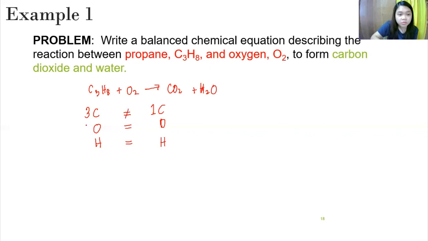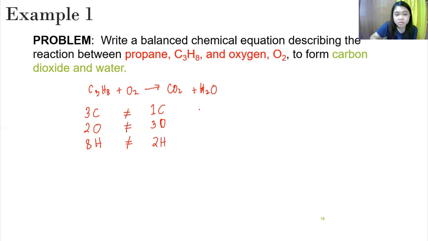For oxygen, we have two coming from oxygen gas. And then in the product side, we have two from carbon dioxide and one from water. This makes a total of three oxygen atoms, which is also unbalanced due to the different numbers on each side. For hydrogen also, in propane, we have 8. And then for water, in the product side, we have 2. So this is also an unbalanced number of hydrogen atoms on each side.